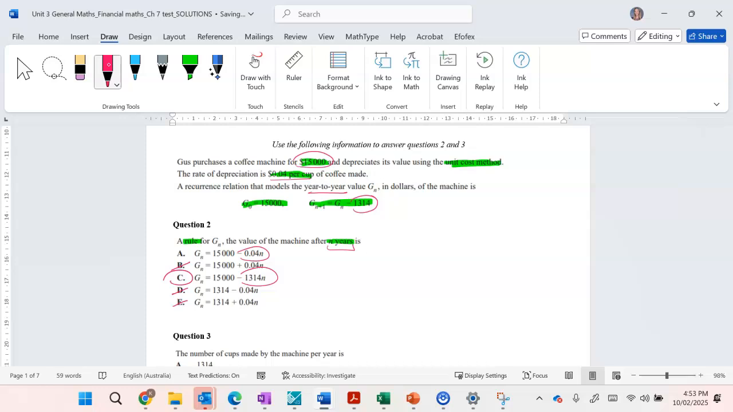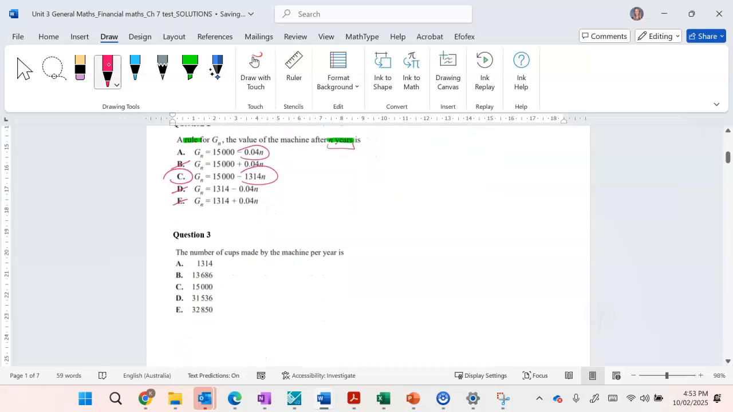All right, so sometimes it's easier just to do a process of elimination and then actually think about what do I have left? So option A is the depreciation if you're looking at per unit, whereas C is the depreciation per year, because it has told us the year-to-year value.